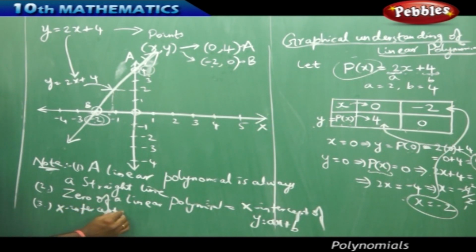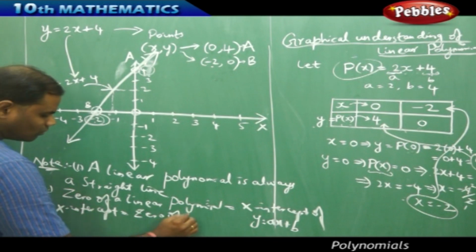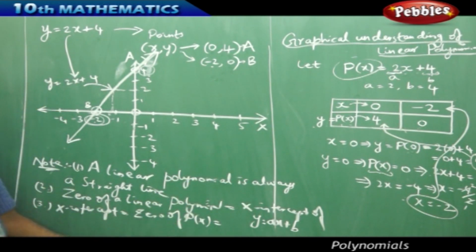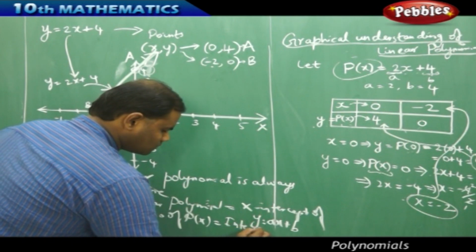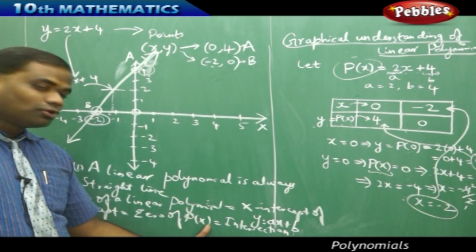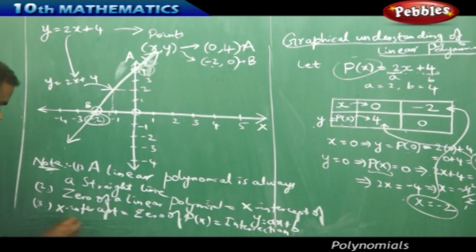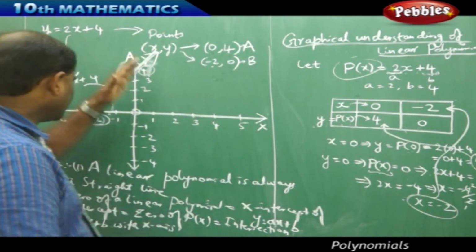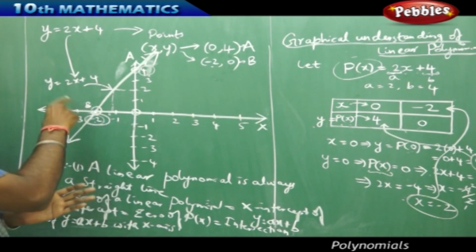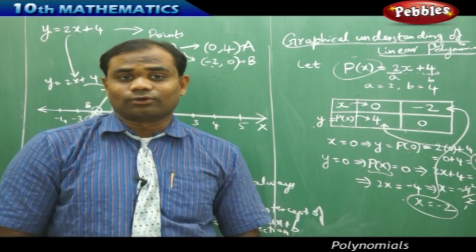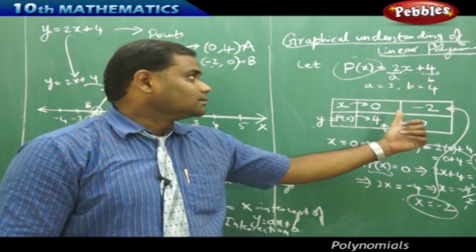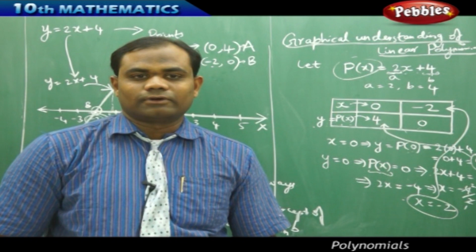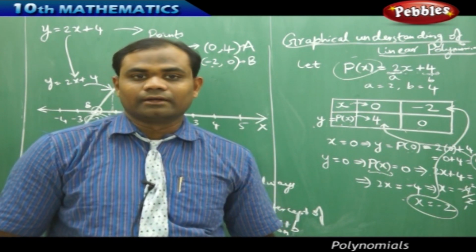The x-intercept is also called the zero of p of x, and it is nothing but geometrically the intersection of y equal to ax plus b with the x-axis. So the intersection of the line with the x-axis is nothing but the point which is called the x-intercept, or the zero of the polynomial. Both are the same, is how I understand the graphical concept of a linear polynomial. So finally, a linear polynomial is a straight line on a graph.